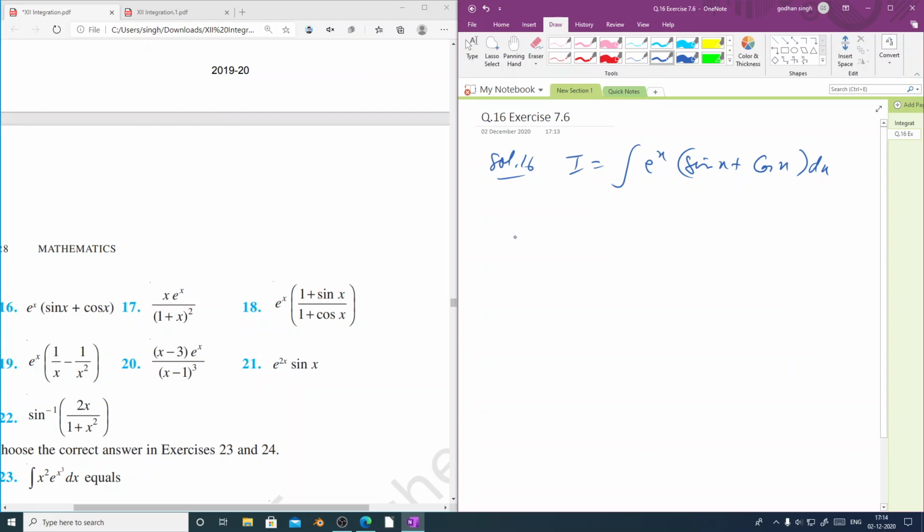So whenever we have to integrate a function with e raised to x, it is better to check whether it is of the form e raised to x [f(x) + f'(x)] or not. So here let us try that one. Let f(x) equal to sin x, since we know that differentiation of sine is cos. Therefore f'(x) equal to cos x.